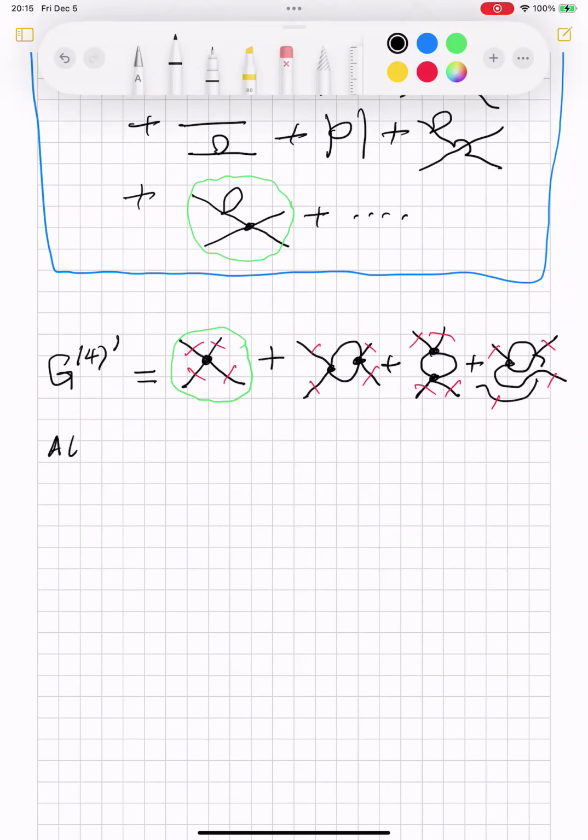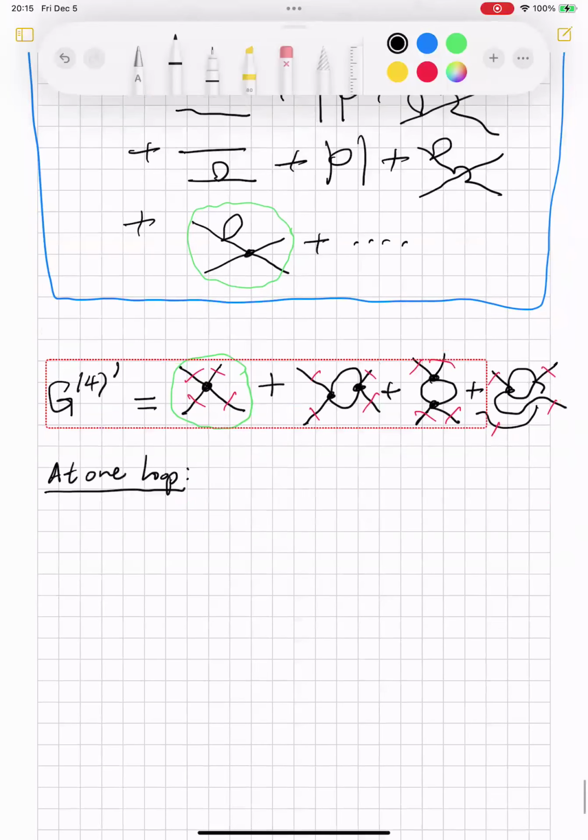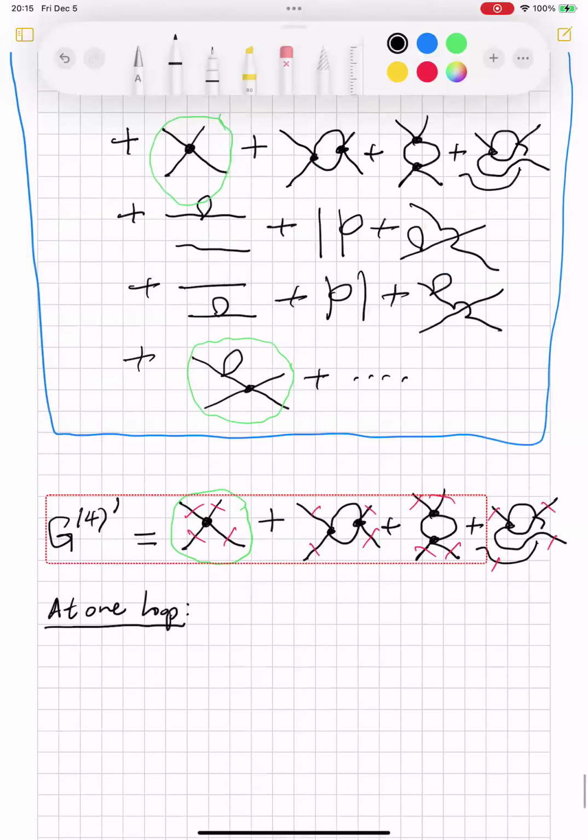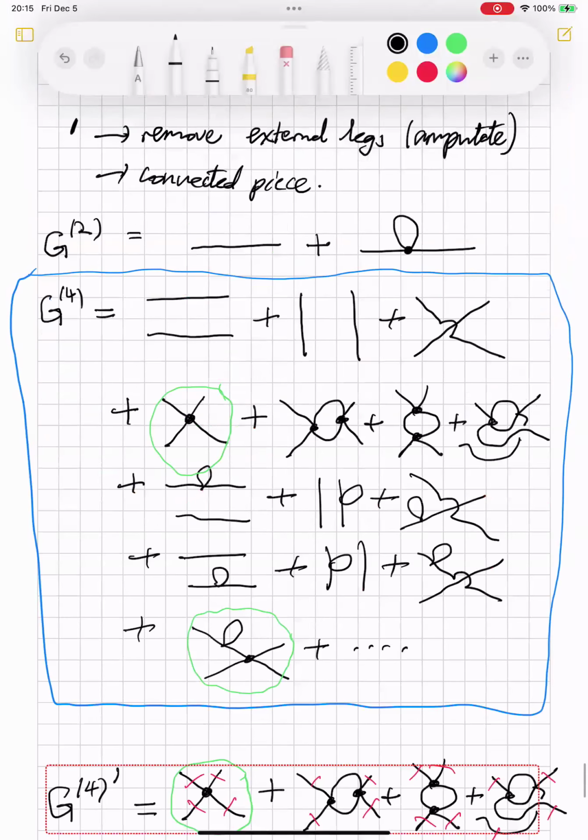So what does it mean to work to one loop? It means when you calculate G4 prime, you'll only work to one loop. And when you calculate the 2-point function, you only work to one loop. Okay, so when we calculate both of these to one loop, we find that the anomalous dimension vanishes. So there's no anomalous dimension at one loop.